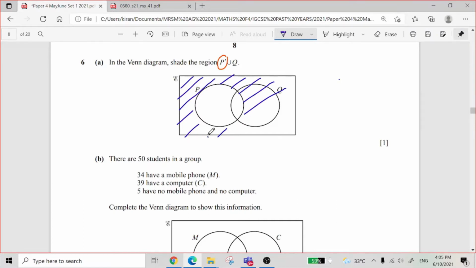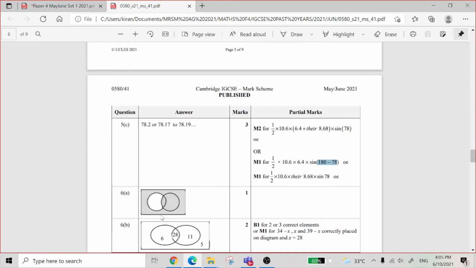Okay, and then union Q. So what does it mean by union? We combine everything that we shaded. So we take Q here. So Q is this part. So everything that we shade, that is the answer. Okay, you can see the answer scheme. This part. Okay, that is it.